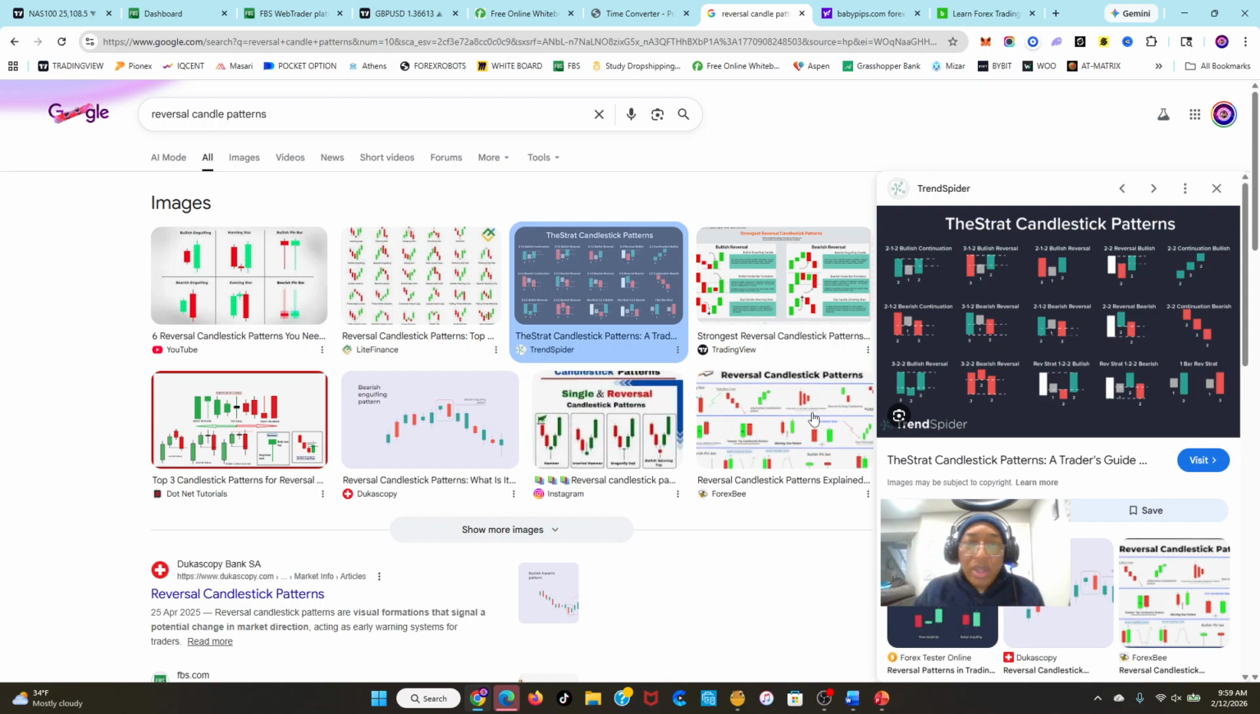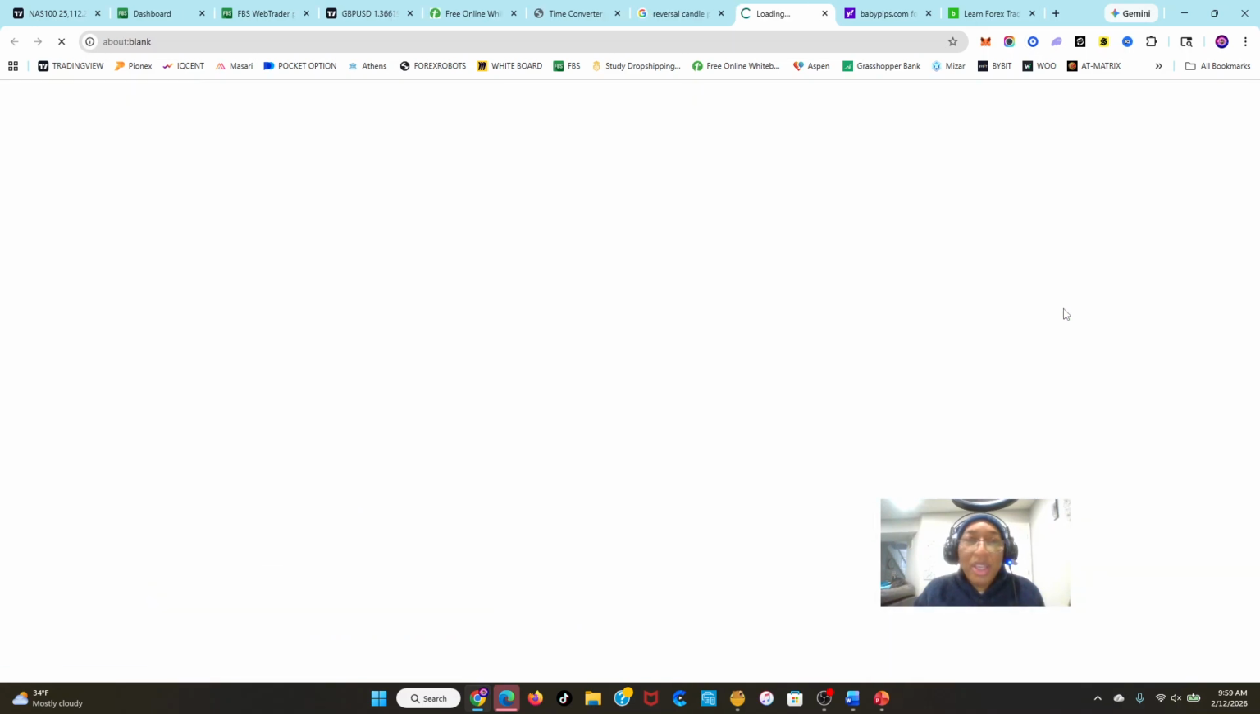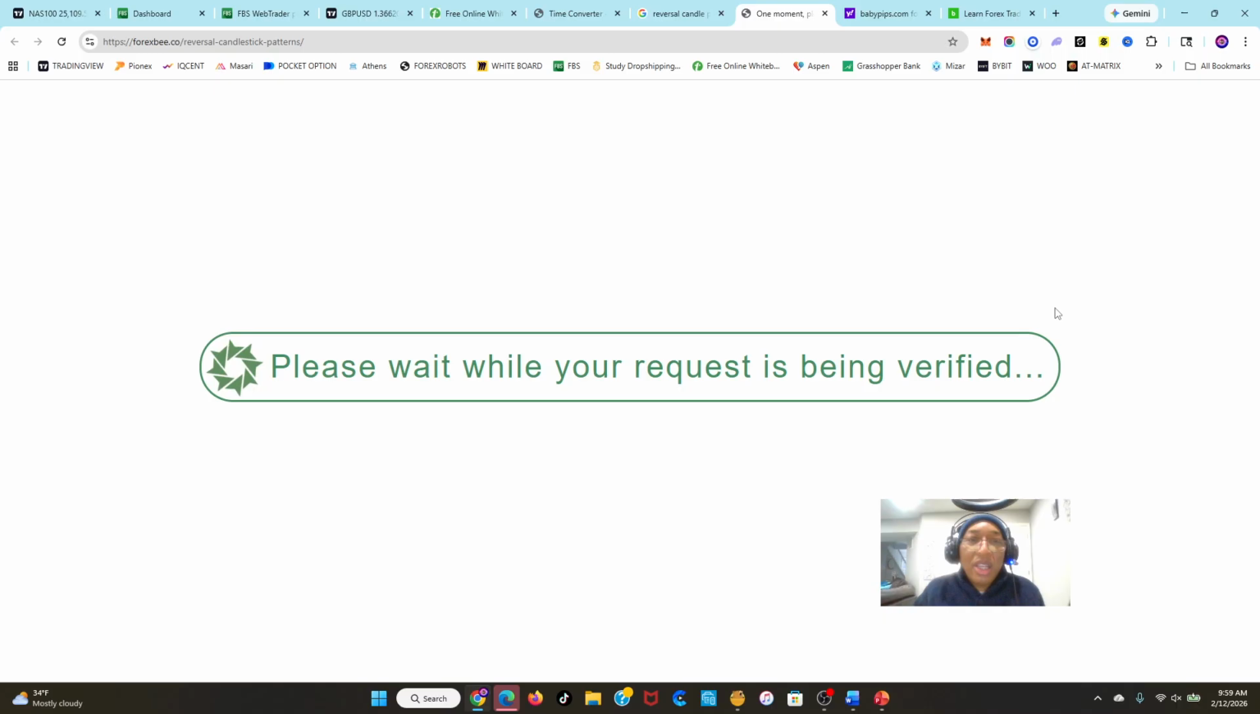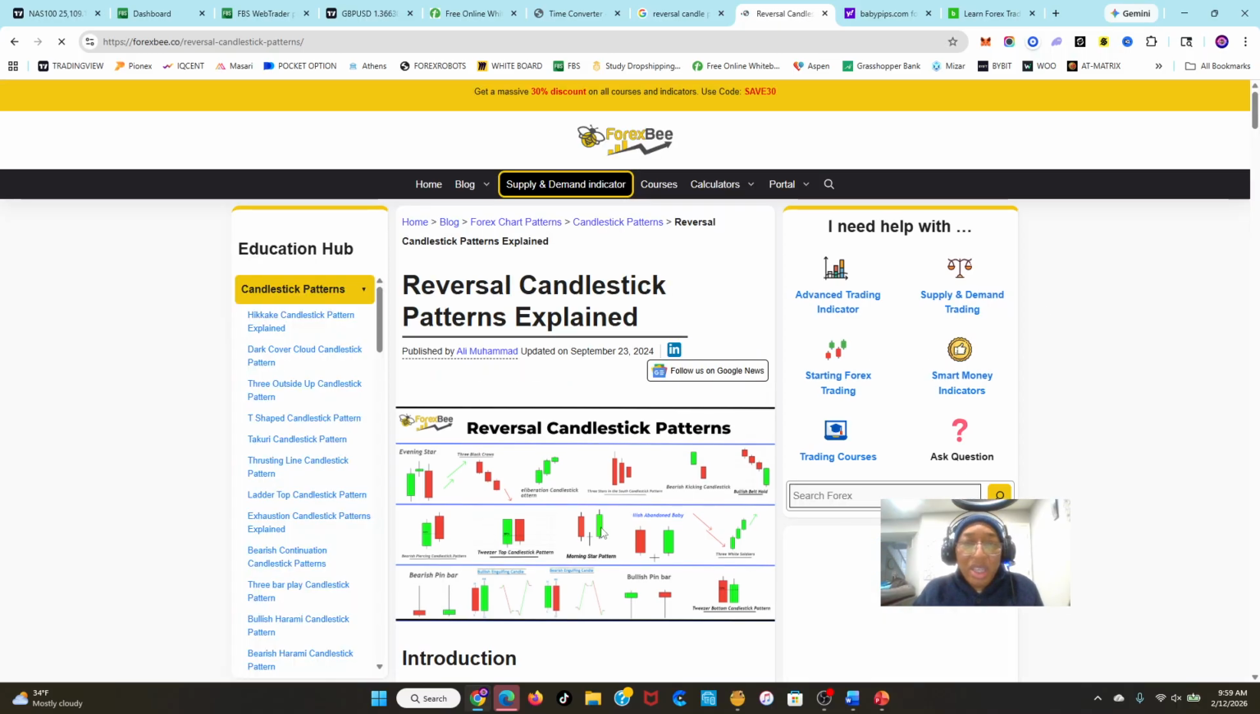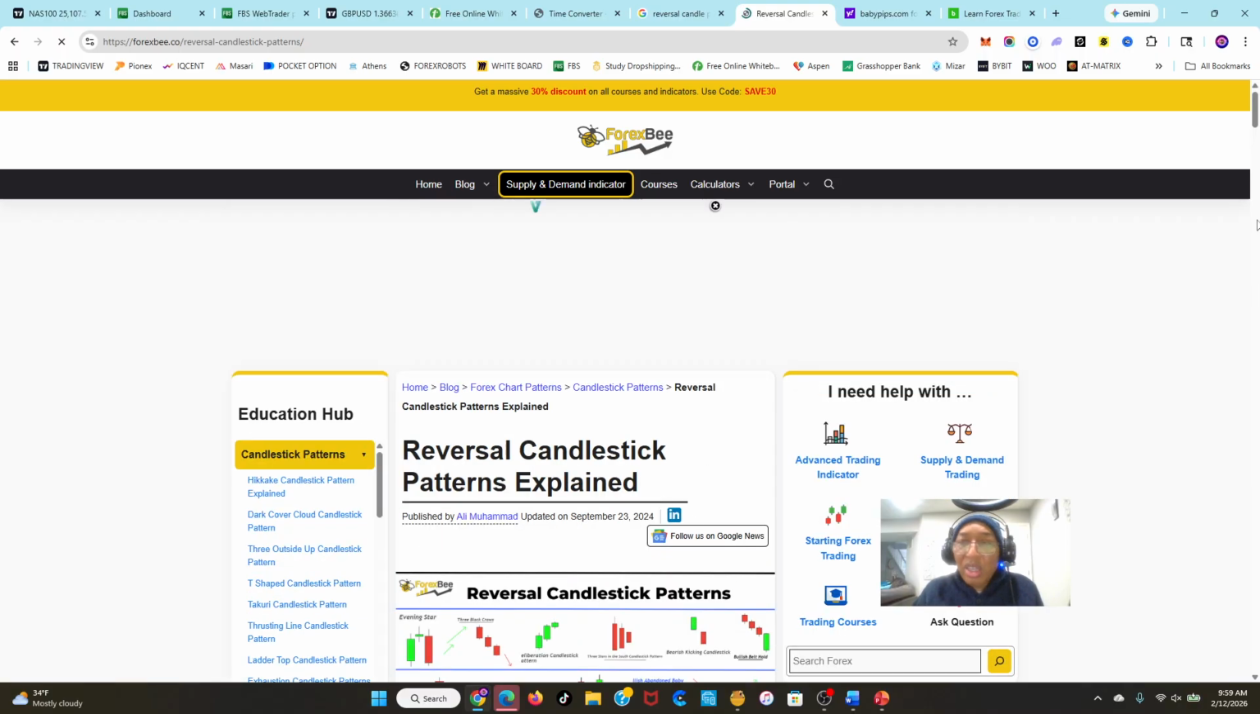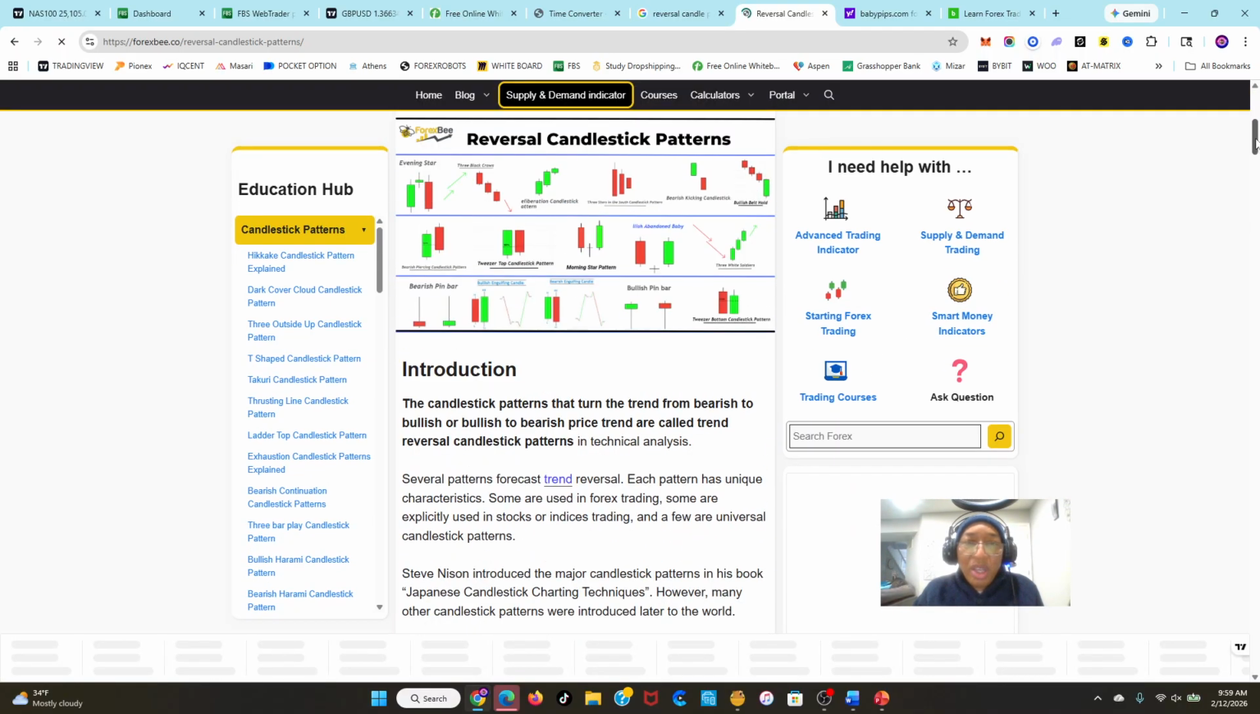Let's see, candle reversal candle patterns. Here we go. Okay, here it is, Forex B. You can see Forex B has some of them.